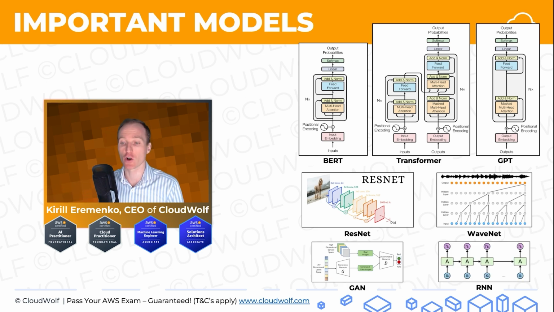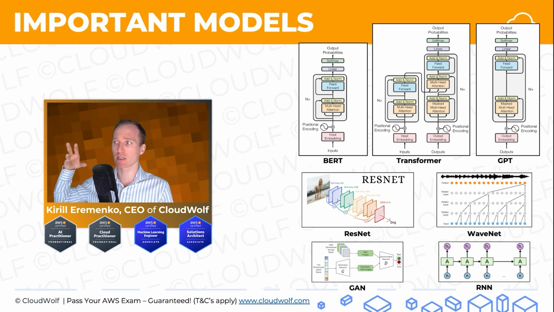And RNNs are recurrent neural networks. They are the precursor to transformers. They used to be the state of the art for analyzing text. They no longer are, but they can still be used for analyzing time series data. So just remember that RNNs can be used for time series. That's all you need to know.